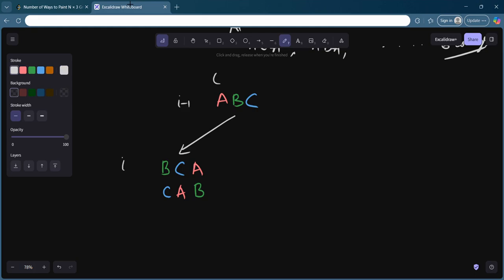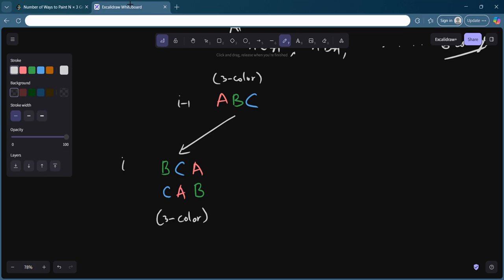So basically, from this 3 color combination, I'm trying to see how many more 3 color combinations can be derived from row I minus 1 to row I. So these are the only 2 ways you will get. You can try to think of some other ways, but you will not get any.